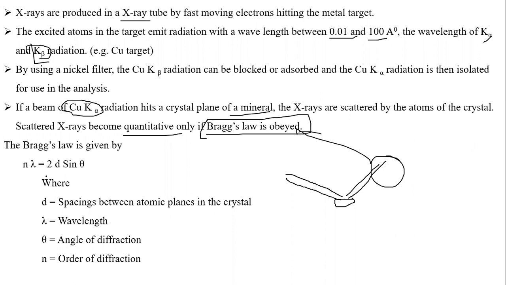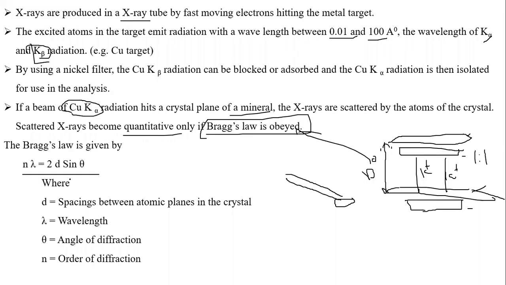What is the formula for Bragg's law? It is n lambda equals 2d sine theta. What is d? It is the d spacing, the spacing between the atomic planes. I have explained what the d spacing is in the mineralogy class. Can anybody answer, what is the d spacing? So Bragg's law is n lambda equals 2d sine theta, where d is the space between the atomic planes, lambda is the wavelength, theta is the angle of diffraction, and n is the order of diffraction.